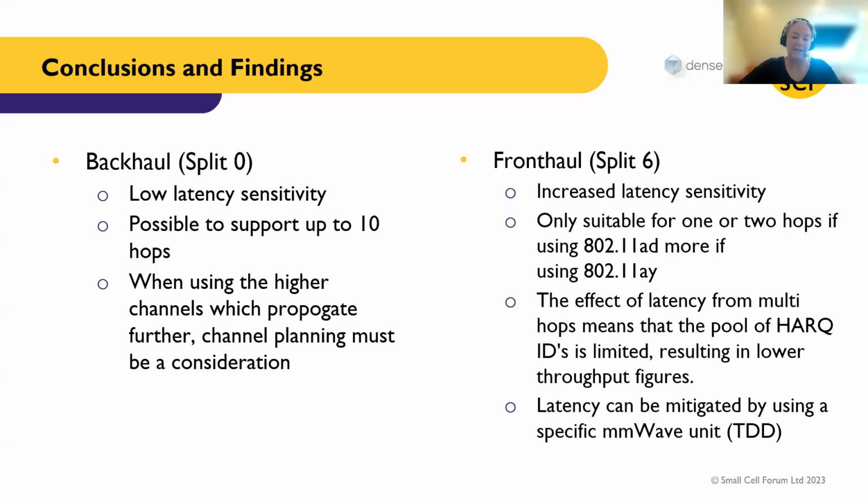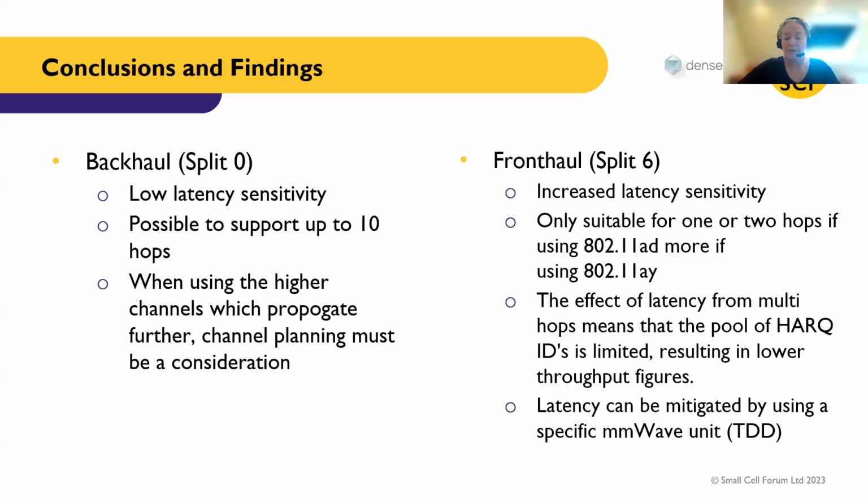The other thing we found is that the backhaul had low latency sensitivity, so it was good to use. We think we can use it up to 10 hops, although we only tested it up to 3 hops. You do need to do channel planning, because as the propagation increases, the chances of interference between each of the units increases. So it's worth spending some time doing some channel planning.